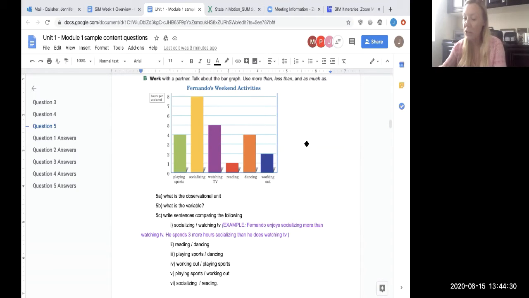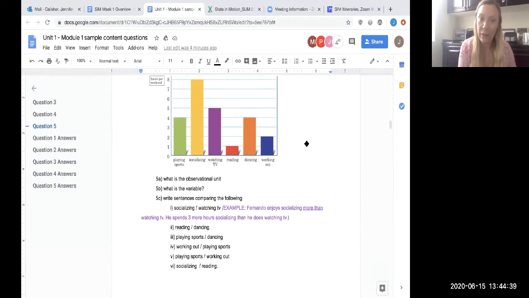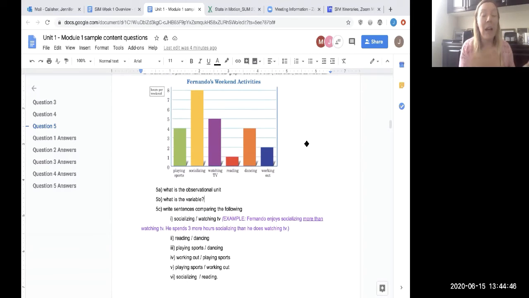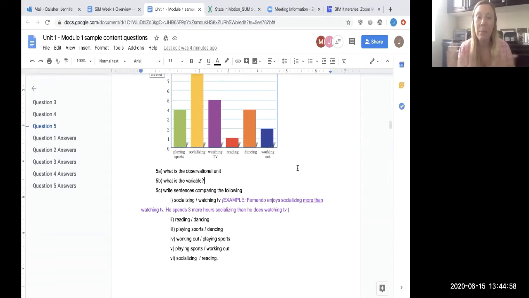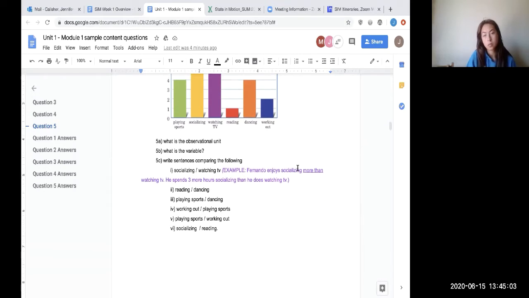So a good explanation could be as simple as, he spends more time socializing than watching TV, right? I think we can all agree. But you could even add more detail by saying he socializes for 8 hours, he watches TV for 5 hours, so he's socializing for 3 hours more. So again, sometimes just adding more description into your explanation really helps make it a better explanation.